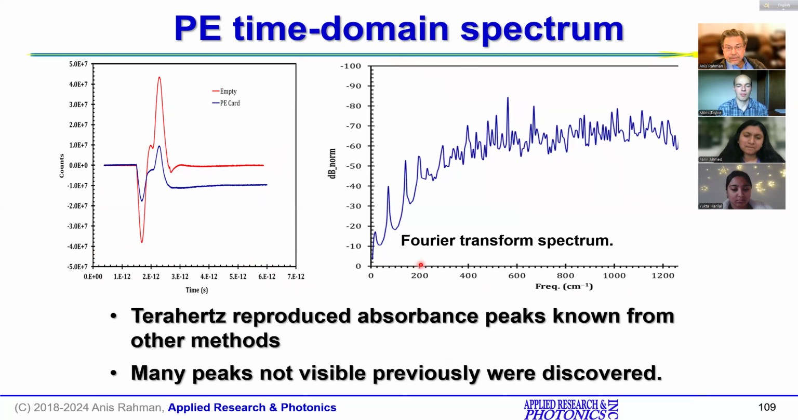And that produces the frequency spectrum over 1200 wave number, or up to 30 terahertz. This can be converted into terahertz, that will be about 30 or 32 or so terahertz. This interferogram is the basis of the measurement, and every signal or spectrum after this slide was after the Fourier transform.